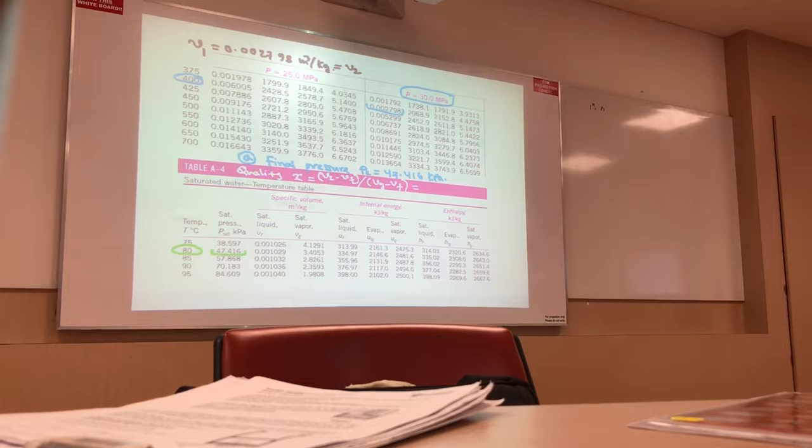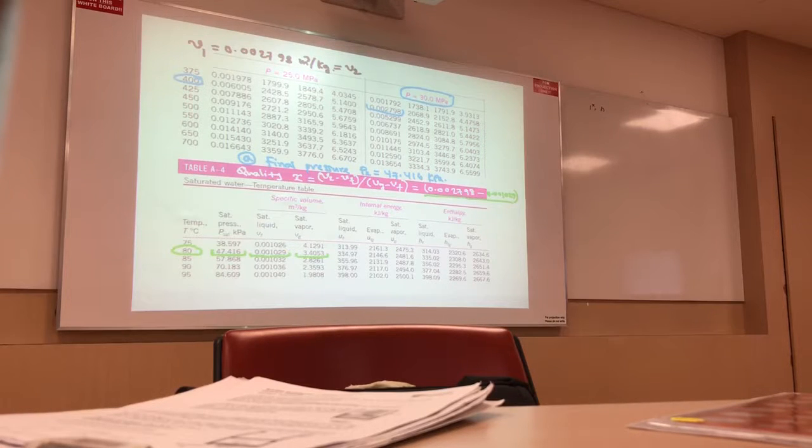So what is V2? Tell me. V2 is 0.002798 minus what is Vf? Vf is this one. Can you see? 0.001029, right? 0.001029 divided by what? Vg, 3.4053, correct? 3.4053 minus 0.001029. What is the answer?